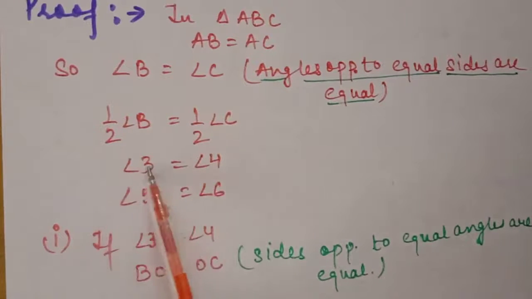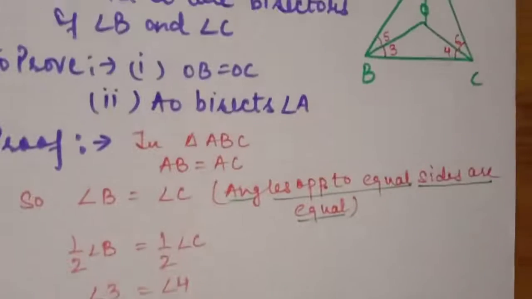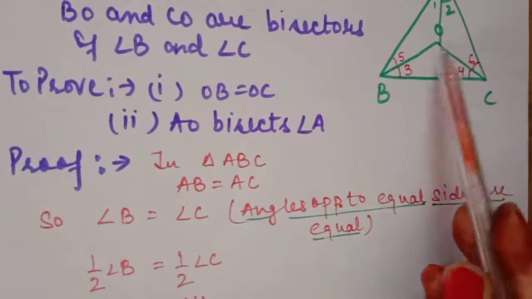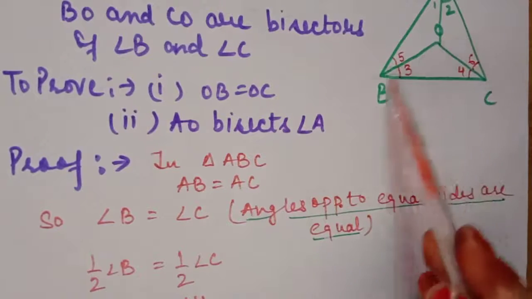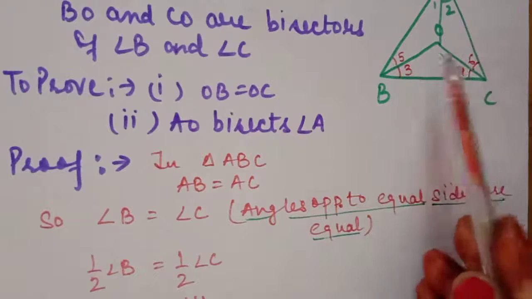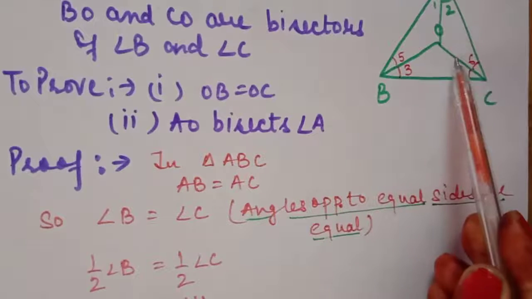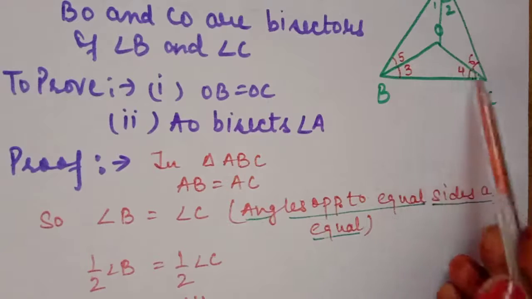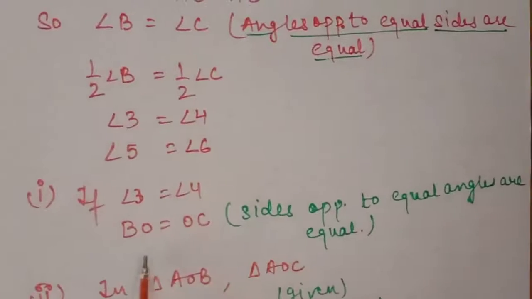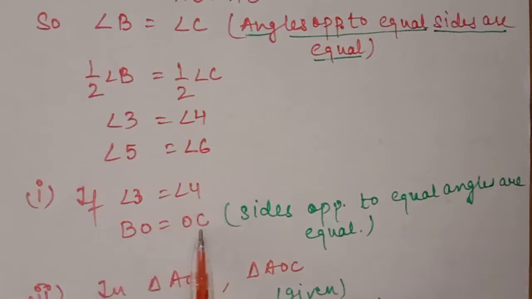So if angle 3 and angle 4 are equal to each other, pay attention in your diagram. In triangle OBC, if two angles are equal, then the sides opposite to them are also equal. So BO and OC are also equal to each other. If 3 and 4 are equal to each other, BO is equal to OC. Reason: sides opposite to equal angles are equal.